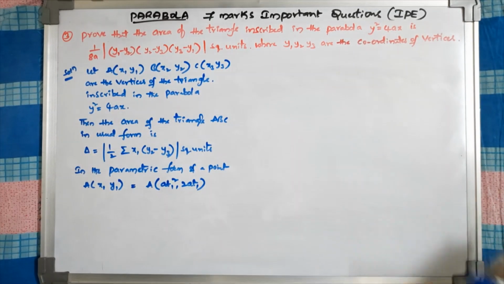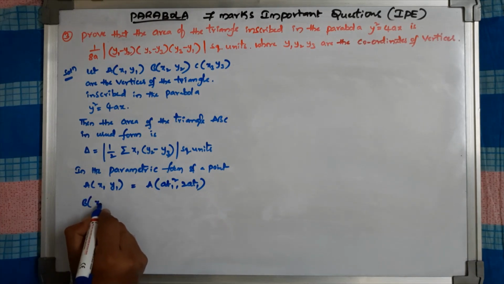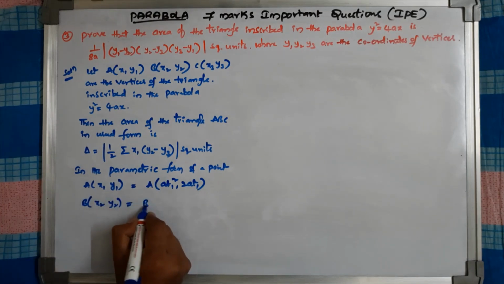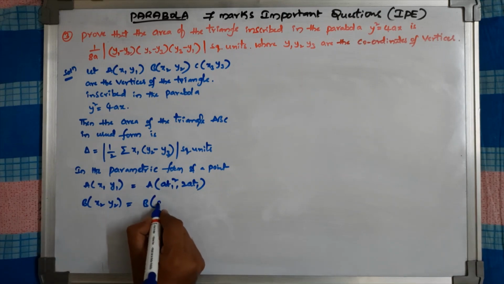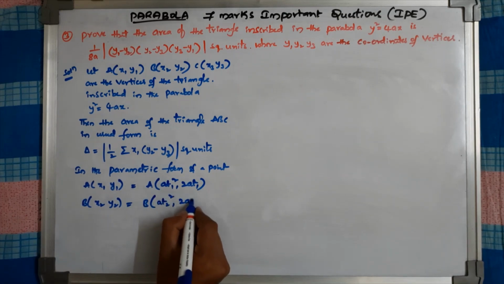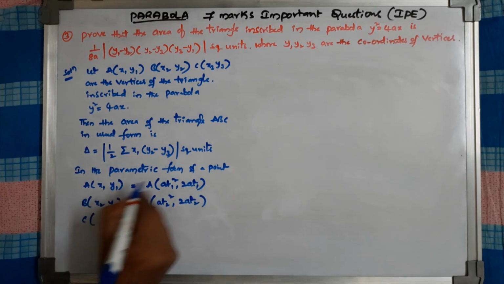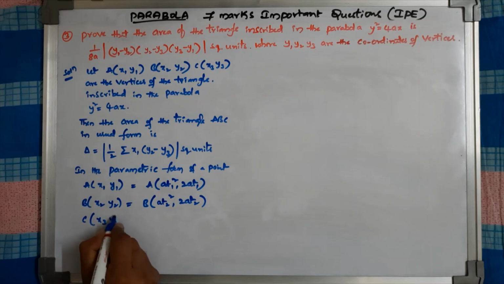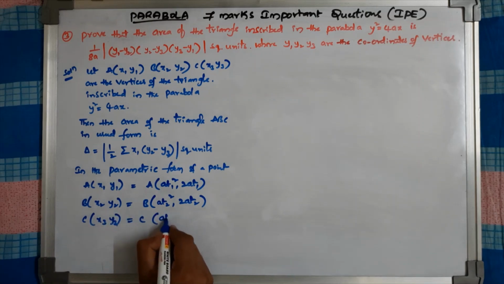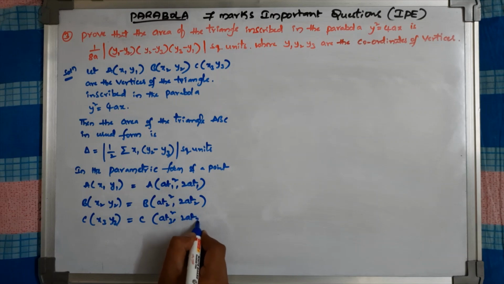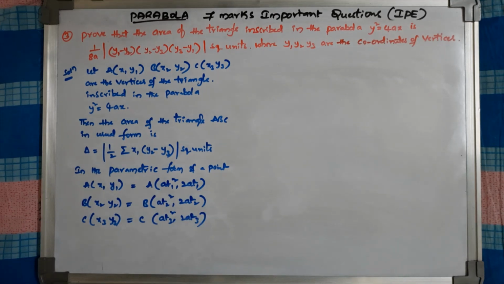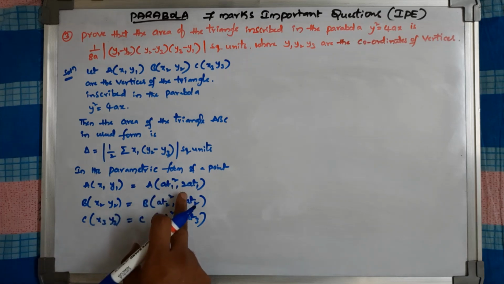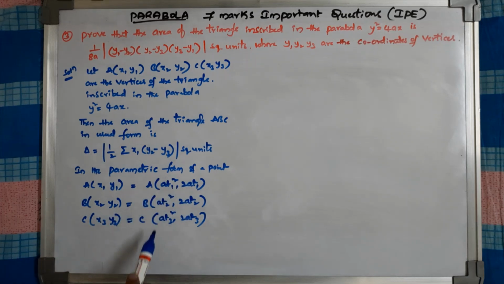The parametric form of a point B (x2, y2) is (at2², 2at2). And as well, the parametric form of a point C (x3, y3) is (at3², 2at3). I hope you get it. The parametric form of a point is (at², 2at), so that we are getting the three points A, B, C as (at1², 2at1), (at2², 2at2), (at3², 2at3).